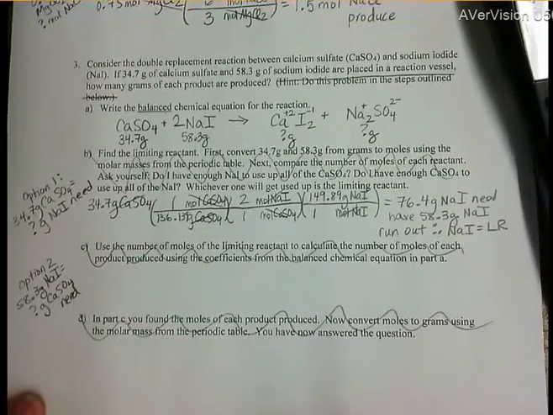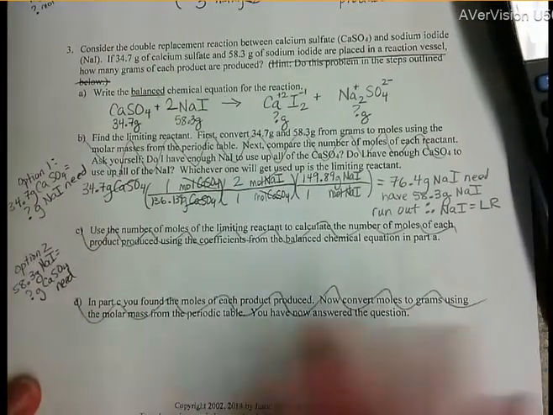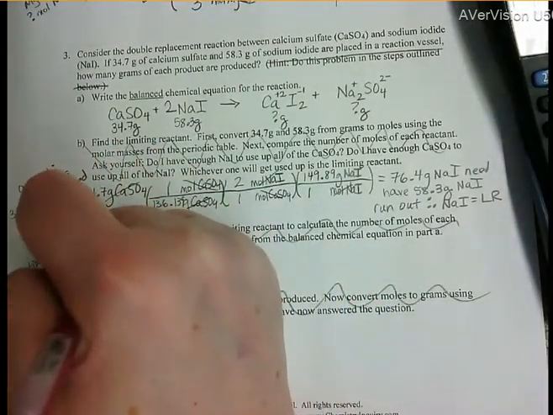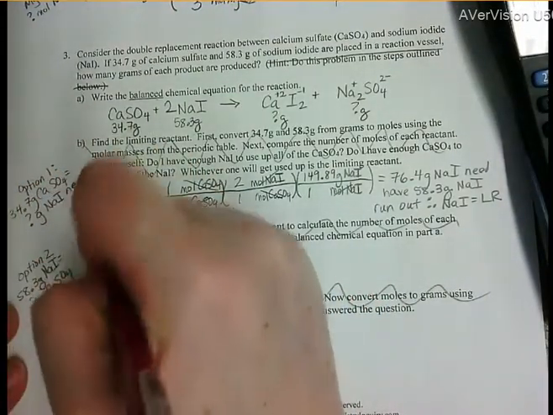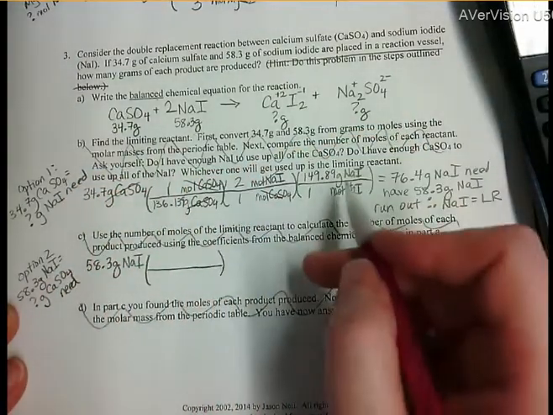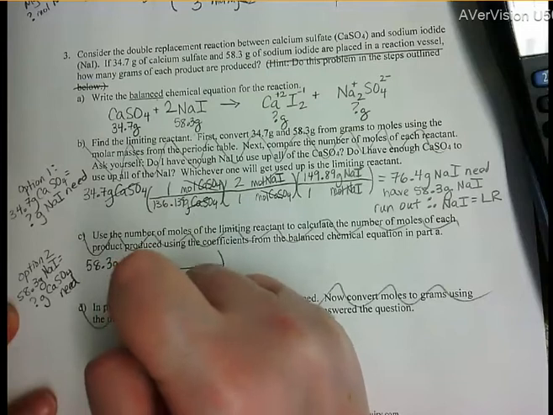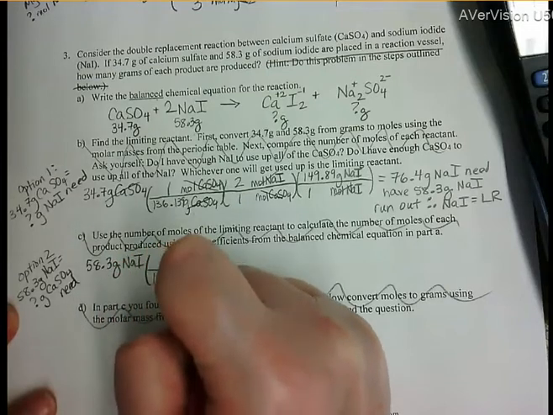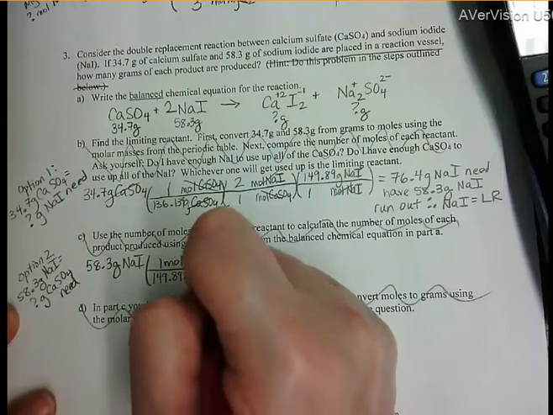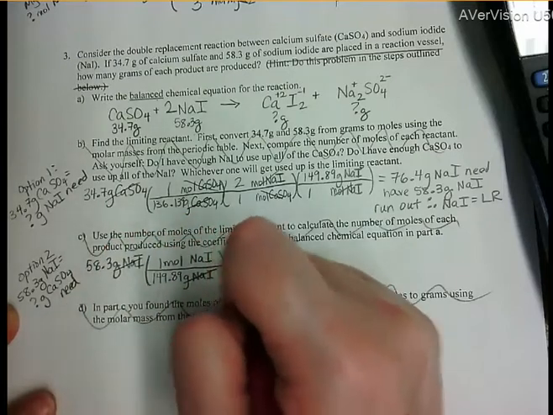Now, again, I want to show you that it wouldn't matter. You would never ever do both. I'm doing both to show you that it doesn't matter which one I start with. Now, what's nice is the numbers I already calculated are still the molar masses. So 149.89 grams of sodium iodide to 1 mole of sodium iodide, because I have to convert grams to moles.